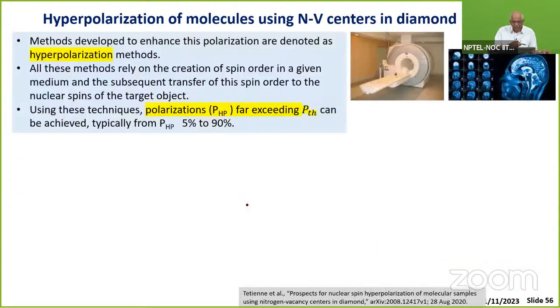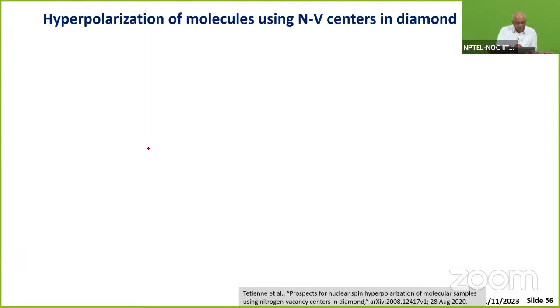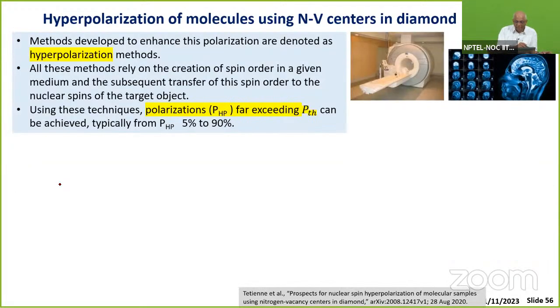Imagine now you can do this hyperpolarization. What does hyperpolarization mean? You transfer the spin from one medium to the nuclear spins of the target object. So you create a higher spin polarization, a spin with a higher thermal polarization rate, and then enhance it, instead of 10 to the power of -5, you enhance that exceeding the threshold. So you can do this, almost an increase by close to 90%.